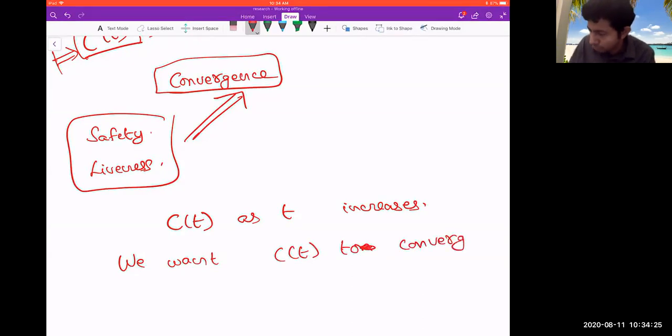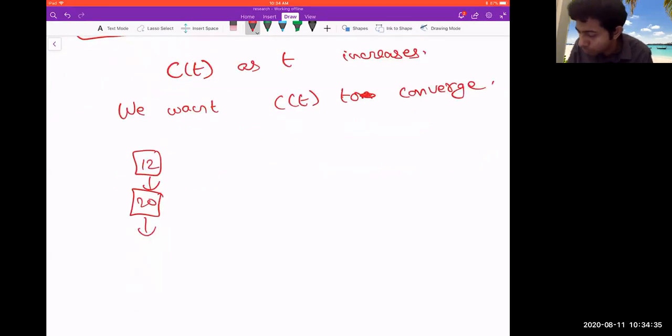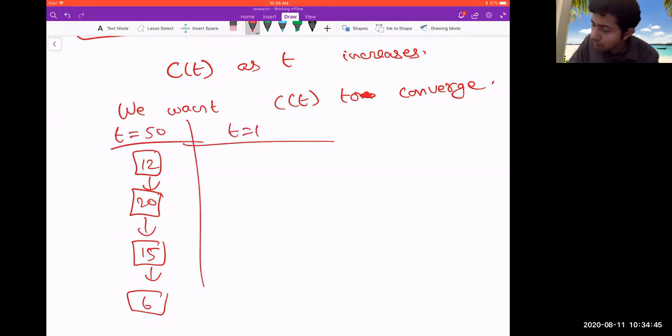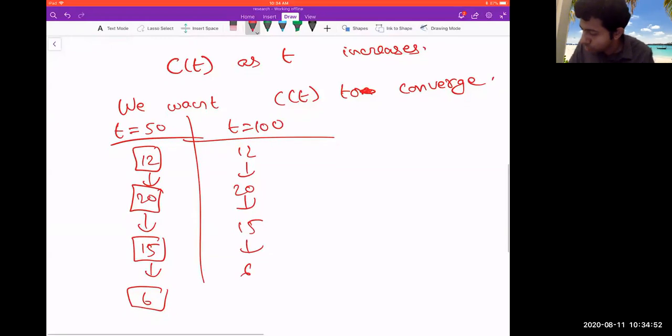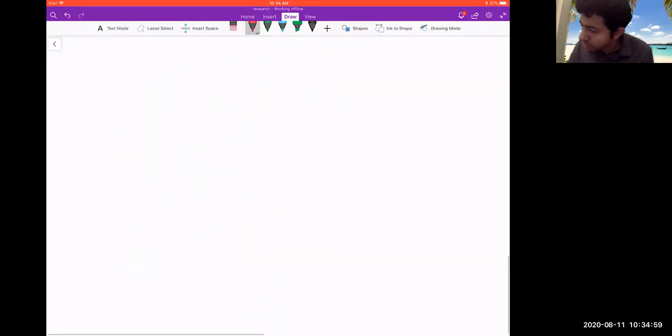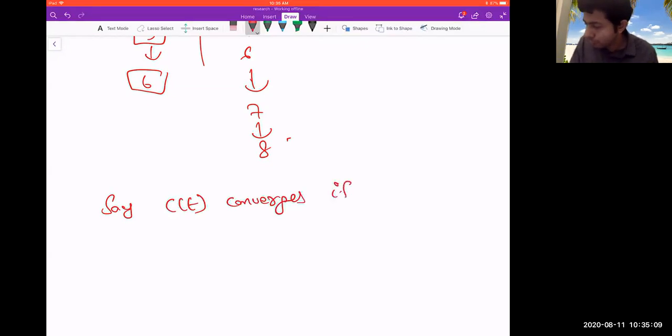What do I mean by converge? Let's say at time 0, you have block number 12, block number 20, something. I'm just using some random numbers for the blocks. This is the chain at, let's say, time t. You look at time t equals 100. You want this chain to be there, and in addition, some more stuff to be there. So in general, we say C of t converges if all prefixes of C of t converge.